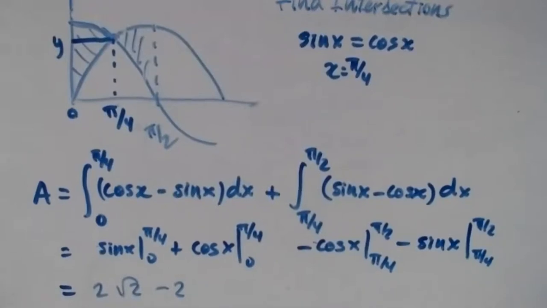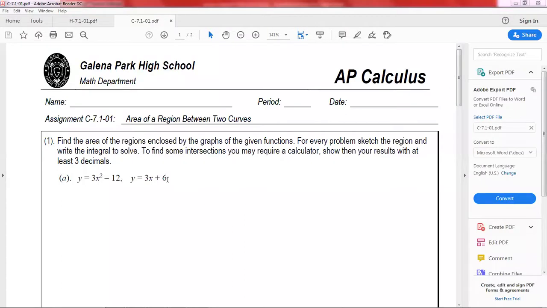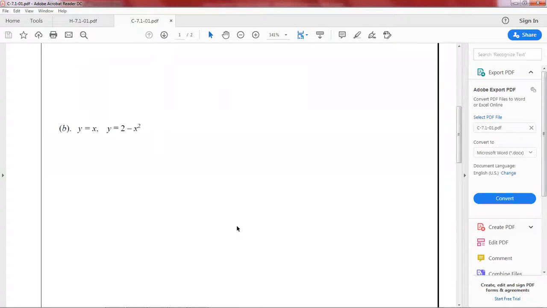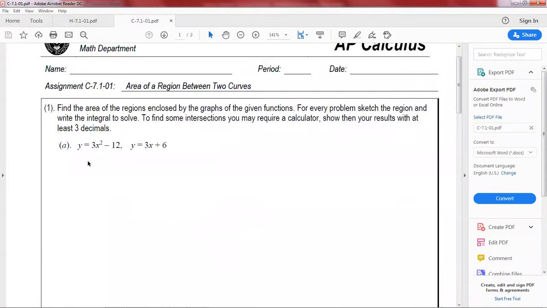Everybody fine with this? It's very simple, not difficult. So now let's go to the assignment. The assignment we have here is pretty much the same, right? So I'm going to do just a couple of these. Don't worry about the integration. If you have the calculator, you can use the calculator to do the integrals, correct? So let me just do one more.